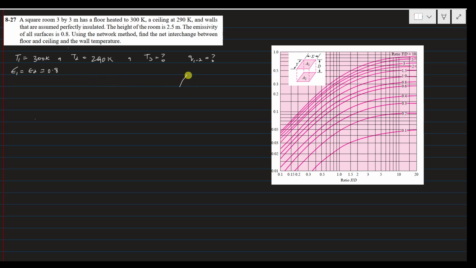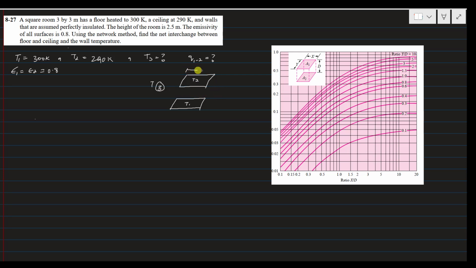So this is, let's say, the ceiling, this is the floor. The temperature of the floor is T1 and the temperature of the ceiling is T2. So the floor is at a higher temperature, the ceiling is at a lower temperature. And the temperature of the wall, here is the wall, let's say T3.